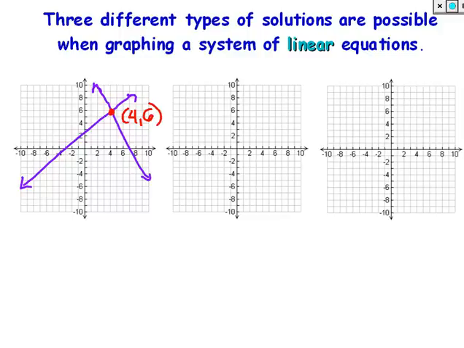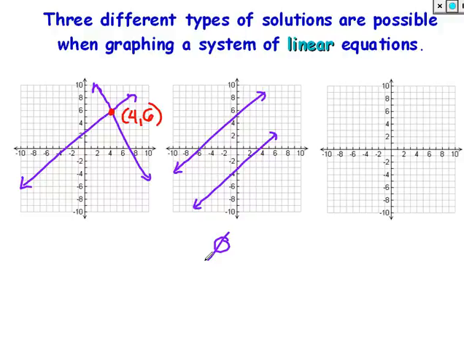I could also graph lines that are parallel. And where would these lines cross? What points do these lines have in common? Well, if they're parallel, these lines actually aren't going to have any points in common. So for this system, there is no solution.